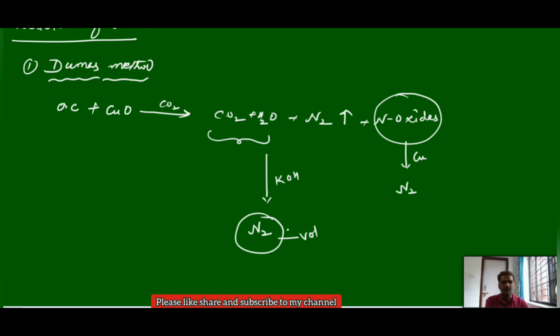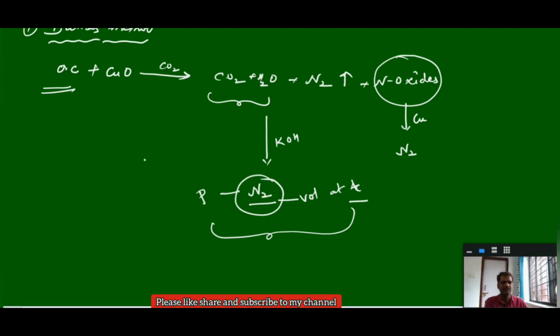Once you know the volume of nitrogen at that particular temperature, at some temperature T, and the volume produces some pressure, we can calculate the pressure by using the nitrometer. So pressure, volume, temperature are there. By using these parameters, you can calculate the amount of nitrogen. This nitrogen is completely coming from the organic compound. Now you can estimate how much nitrogen is there in the given organic compound, and this is the Dumas method.